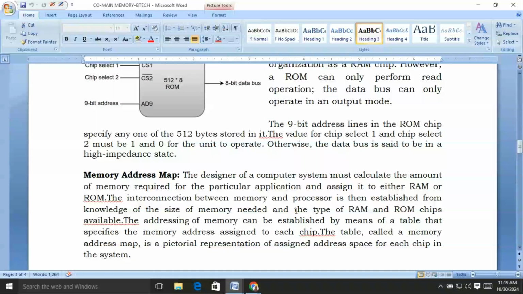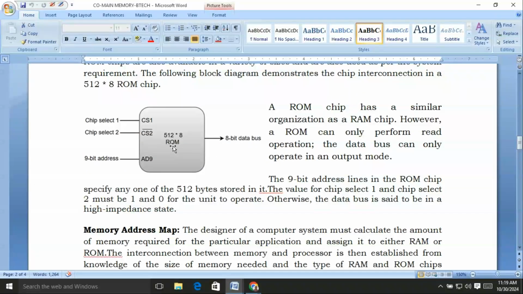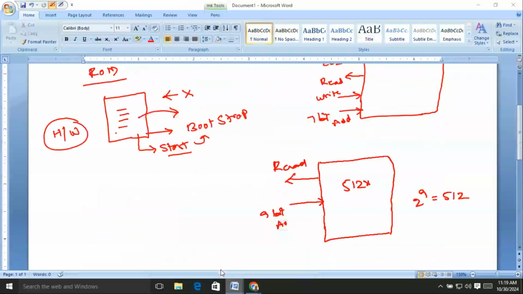Here we can understand this is the ROM chip with a 9-bit address and two chip selects. This is the 8-bit data bus to extract the data, and the two chip select signals are CS1 and CS2 bar. That means, suppose we are connecting a number of chips, these signals decide which chip is going to be selected. These are the chip select signals in the ROM.